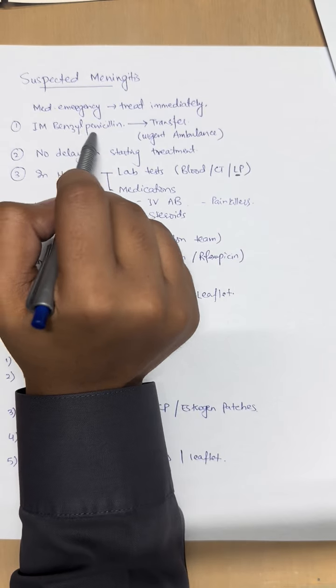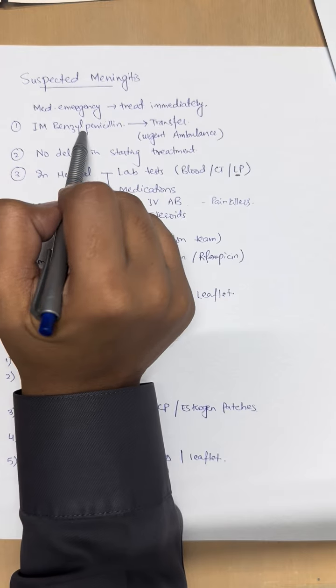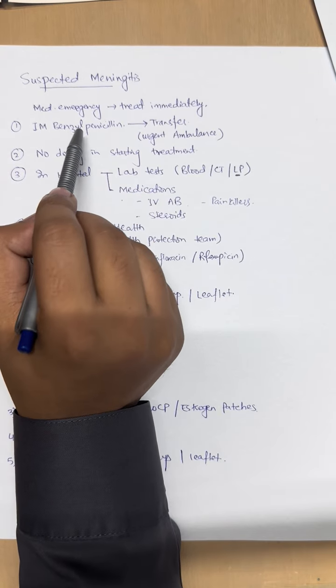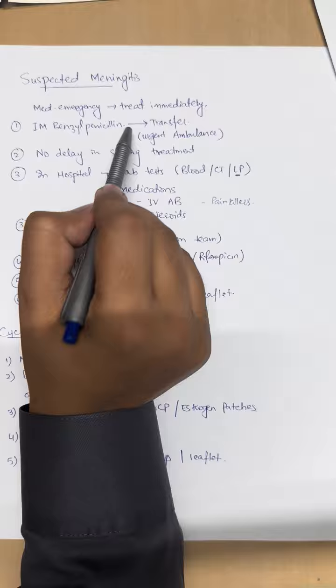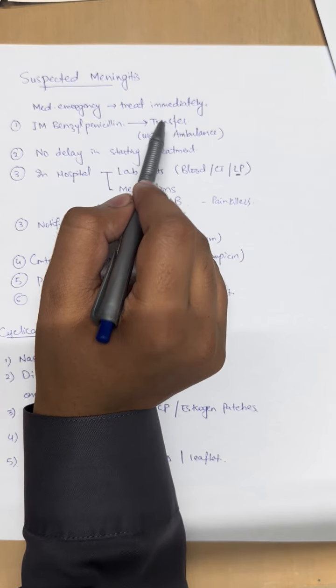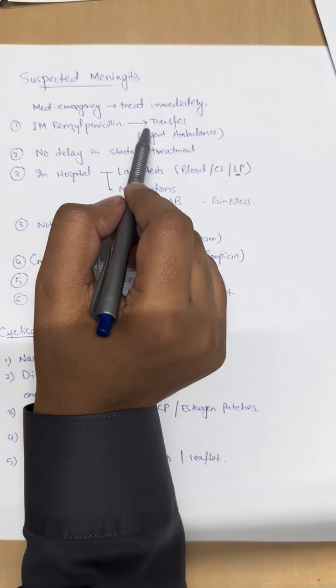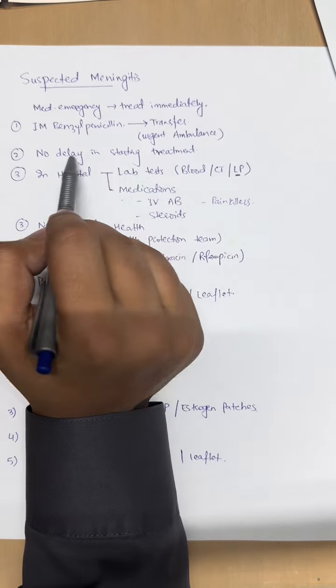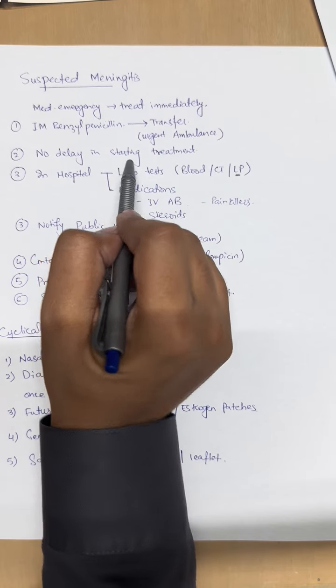In the treatment, the first one is benzyl penicillin. You have to give it into the muscles even before shifting the patient to the hospital, to the emergency department, right? So you have to arrange the ambulance, and there should be no delay in starting the treatment.